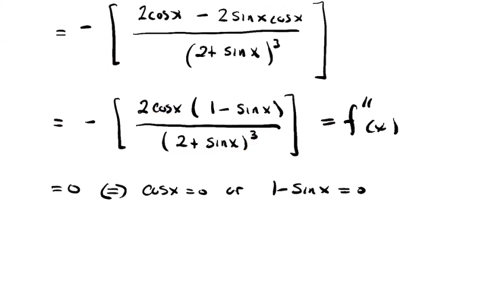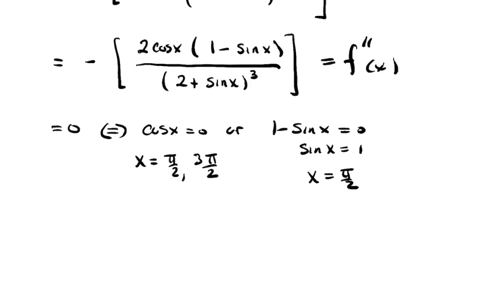Okay, the cosine is 0 when x is pi over 2 and 3 pi over 2. Remember, we're only thinking about the interval from 0 to 2 pi. 1 minus the sine of x is 0 when the sine of x is 1. The sine of x is 1 only when x is pi over 2. So there's some redundancy here. So we make a sign diagram. Again, we're only thinking about the world from 0 to 2 pi.